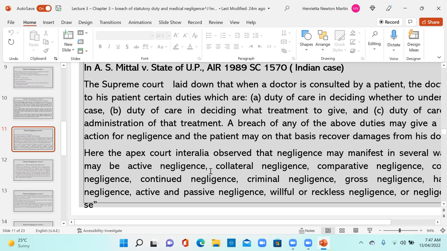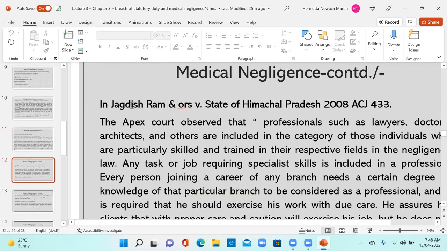Here the apex court, the apex court of India being the Supreme Court, inter alia observed that negligence may manifest in several ways. It may be active negligence, that means which can be clearly seen, there is a proximate cause, or collateral negligence, that means there is an adjoining reason to it, comparative negligence, contributory negligence, continued negligence, criminal negligence, gross negligence, active negligence and passive negligence, willful or reckless negligence. That is, whether a person is actively involved or even without doing anything has caused damage, or it is on purpose or without purpose, or just being rash, that is reckless. All these things have to be considered by the court.